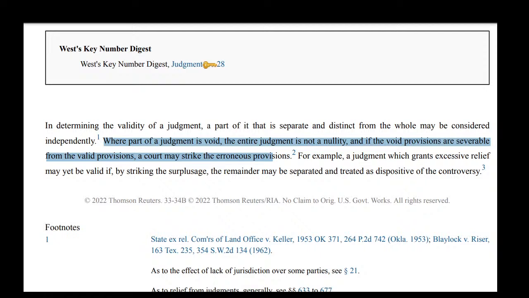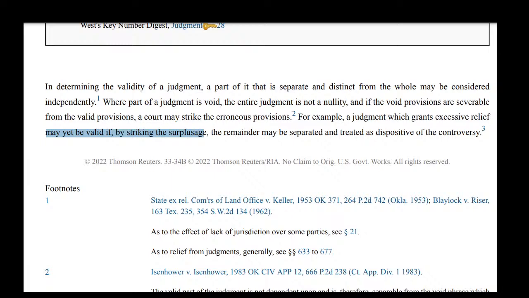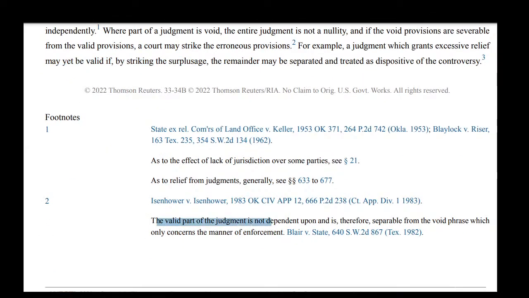For example, a judgment which grants excessive relief may yet be valid if, by striking the surplusage, the remainder may be separated and treated as dispositive of the controversy. So the excessive relief could be set aside. Surplusage. Oh boy, the valid part of the judgment is not dependent upon and is therefore separable from the void phrase which only concerns the manner of enforcement.